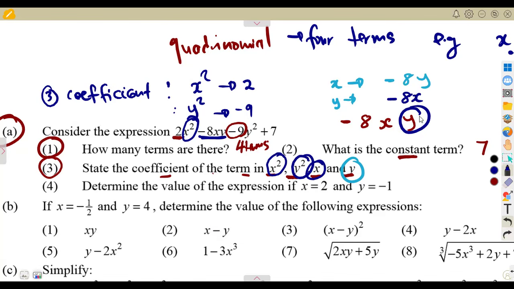The coefficient, what is multiplying? What is the variable that is given there? So if you're referring to y, it means this is the coefficient. What is remaining here, multiplying y? That is the idea.